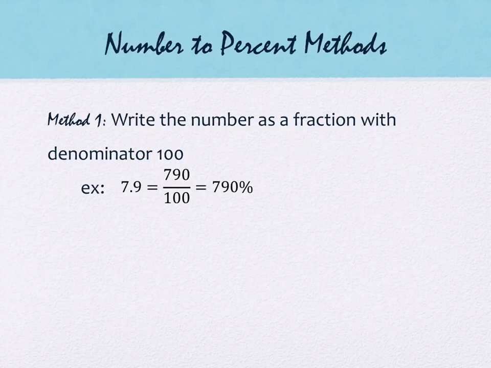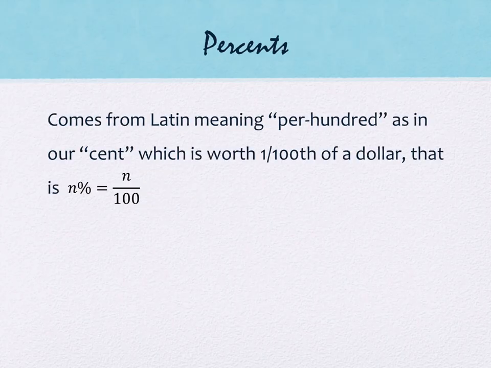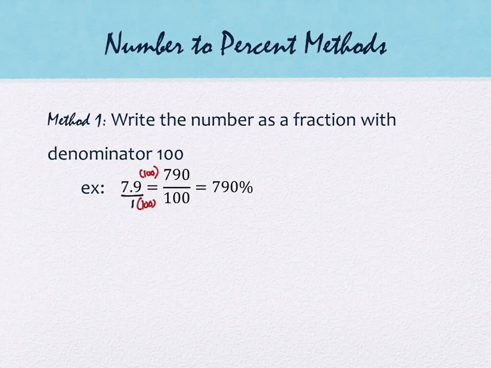The first method, starting with this number 7.9, is that you write the number as a fraction with the denominator 100. In a very real sense, this number is 7.9 out of 1 to start with. To change it into a percent, you make it a number out of 100. Using what we did back in chapter 6, if you multiply the bottom and the top by 100, then that 7.9 becomes 790 out of 100. And being out of 100 is exactly what this definition says a percent means. If the number is written over 100, that is its percent form, 790%.